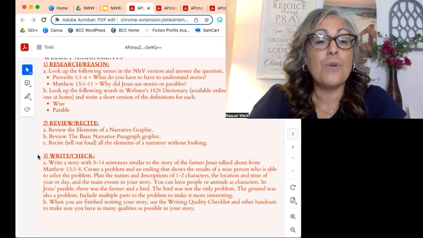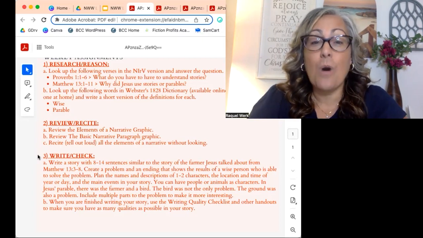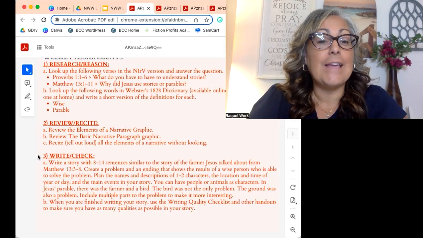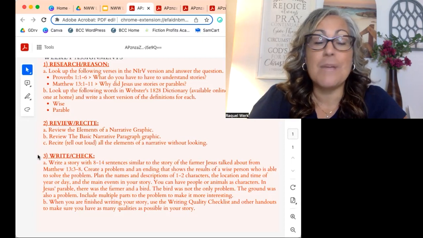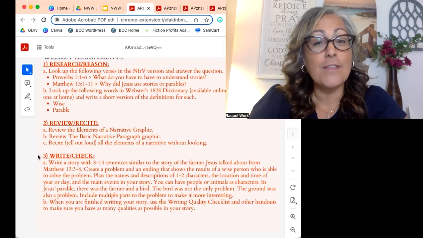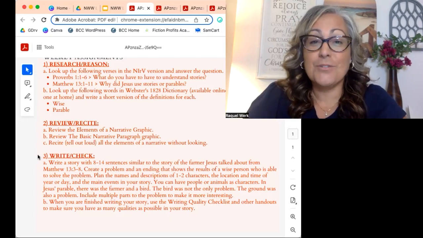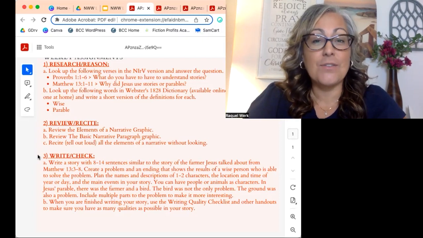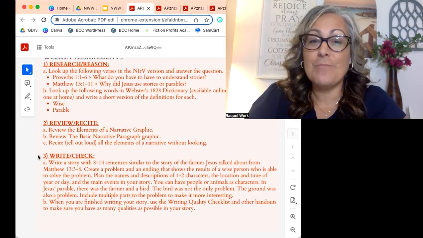When you're finished, you're going to use the writing quality checklist and make sure that you have as many qualities as possible. And again, I did not cover everything on that checklist. It's still good to use it and get used to it so that once I get to that part of the course, you'll be familiar with it.